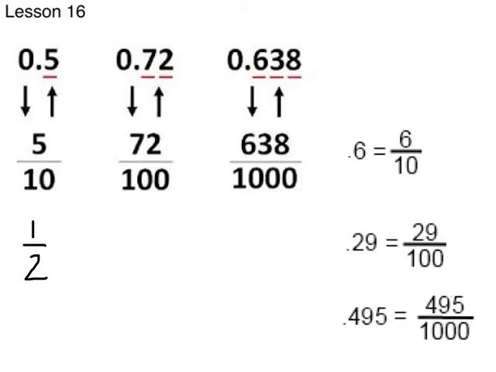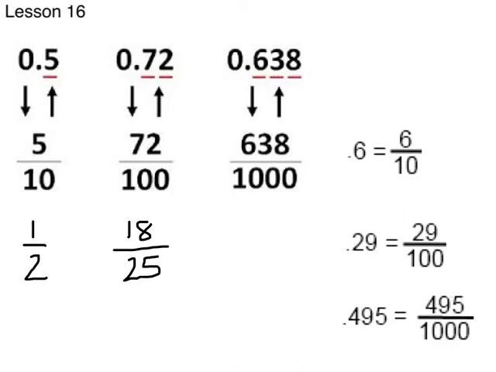Alright, and then here we have 72 hundredths. We can write that as 72 over 100, which can also be reduced. And let's see, what is the largest number that will go into both? 6, 7, it may be 4. 4 will go into 72 18 times, and 4 will go into 100 25 times.